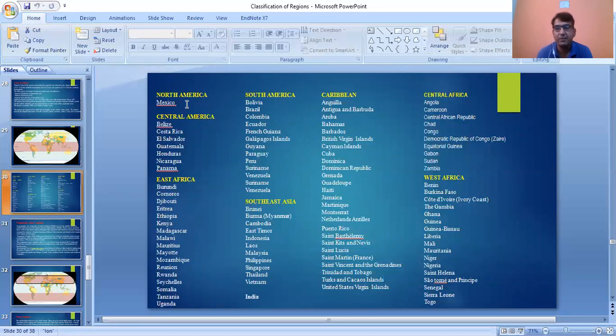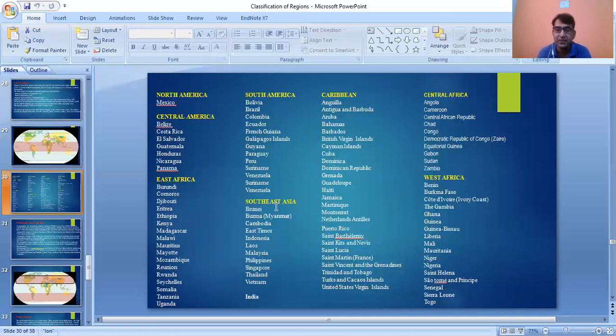In North America, we have Mexico, which falls in the tropical regions. In Central America, we have Belize, Costa Rica, El Salvador, Guatemala, Honduras, Nicaragua, Panama. Then in East Africa, we have Burundi, Comoros, Djibouti, Eritrea, Ethiopia, Kenya, Madagascar, Somalia, Tanzania, Uganda. Then in South America, we have Bolivia, Brazil, Colombia, Ecuador, French Guiana, Guyana, Paraguay, Peru, Venezuela.